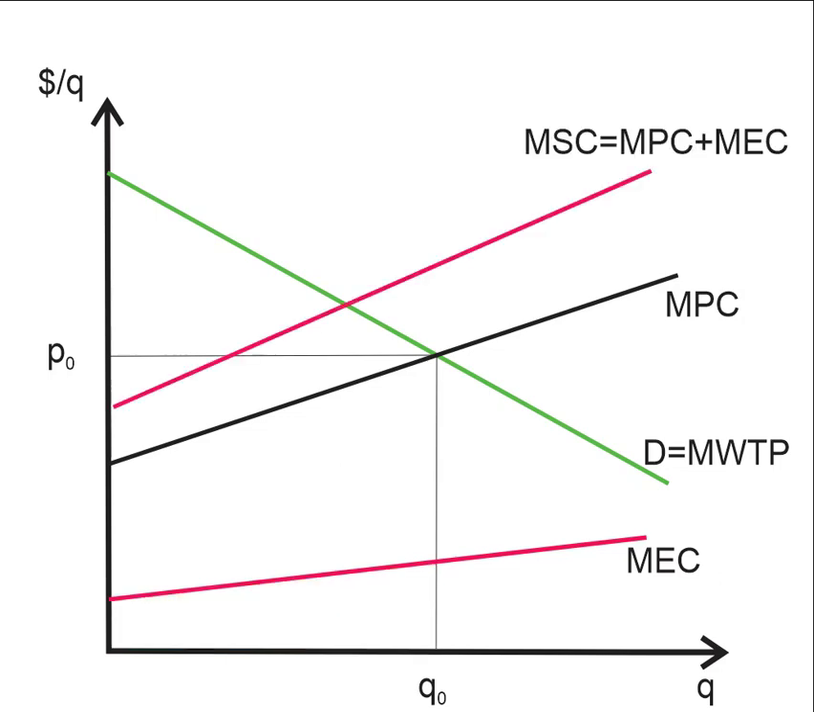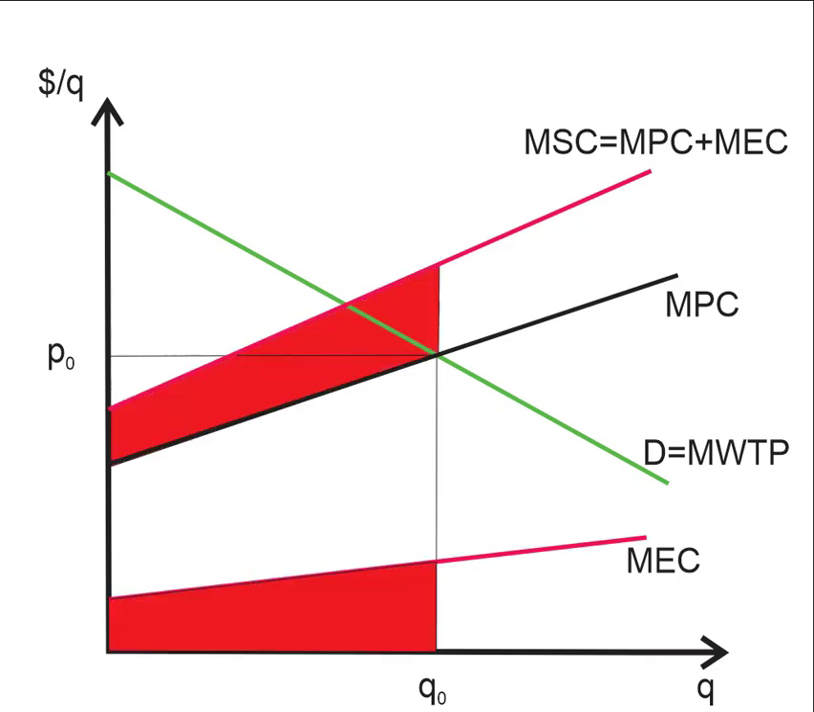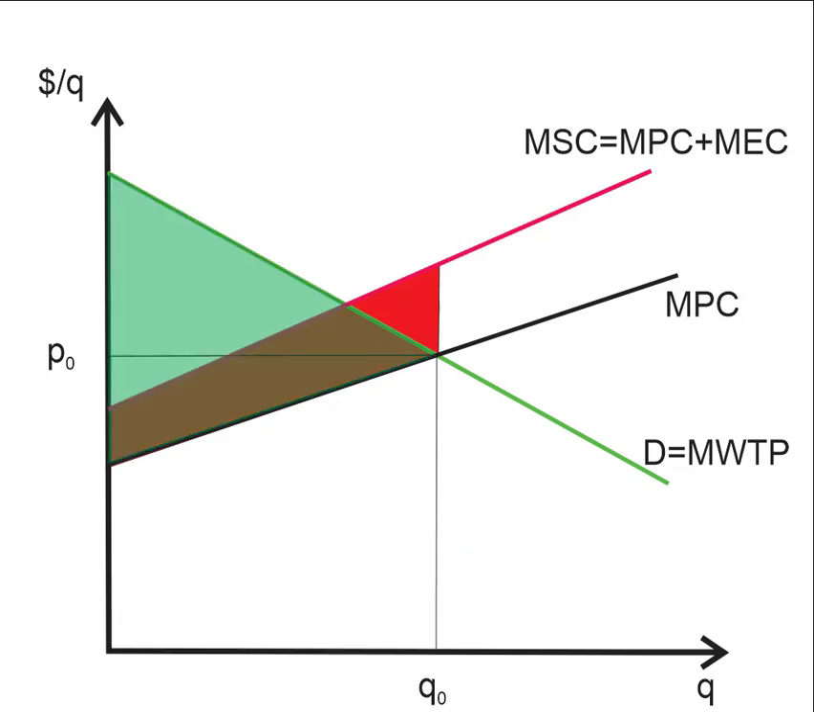Hence we can add the marginal external cost to the marginal private cost curve to obtain the marginal social cost. That is, marginal private cost plus marginal external cost equals marginal social cost. At the quantity Q0, the red arrow above the marginal private cost is an indication of the marginal external costs associated with the production of the quantity Q0. Hence, at the market equilibrium, we don't get the full producer and consumer surplus. Rather, we get the green area minus the red external cost area.